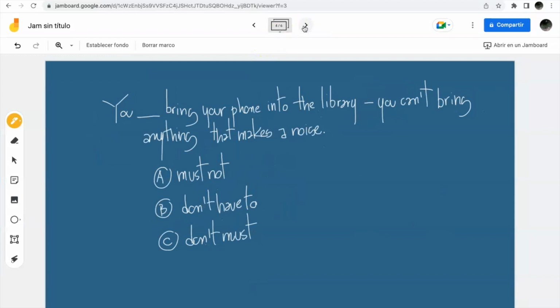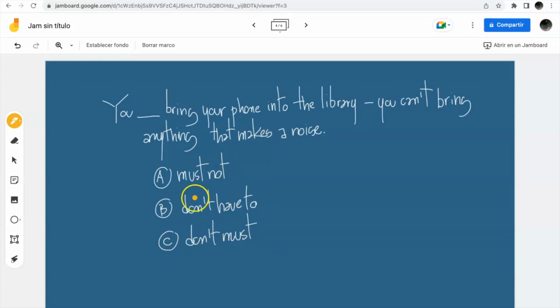Then we have this other exercise, which says, "You, blank space, bring your phone into the library. You can't bring anything that makes a noise," right? So this one responds to a rule, okay? So once again, you, blank space, bring your phone into the library. Why? Because you can't bring anything that makes a noise. Okay, three alternatives. Must not, don't have to, don't must.